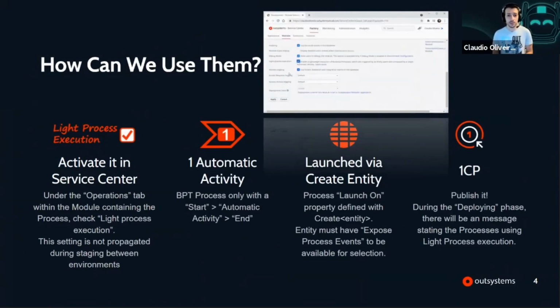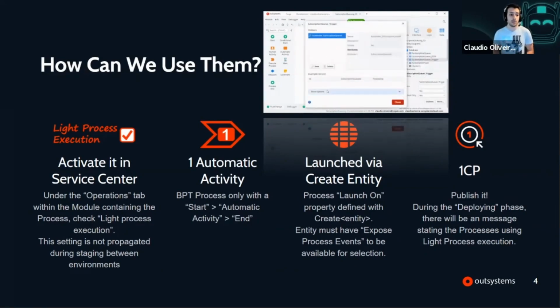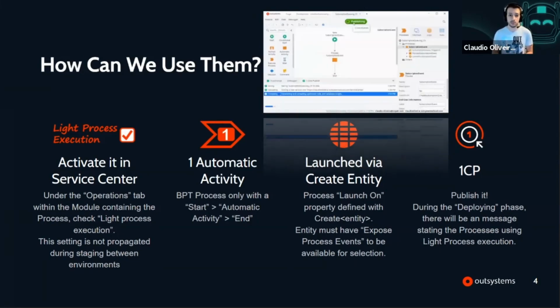Well, to start, to activate this, you have to go first to Service Center and to the module that contains the process that you want. Under that module, you have the Operations tab, where you'll see a light process execution flag, a toggle that you can just check and save. At that moment, if that module has processes that are eligible to be light processes, whenever you deploy them, then you will see it.